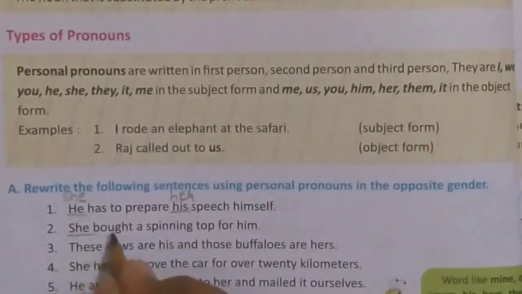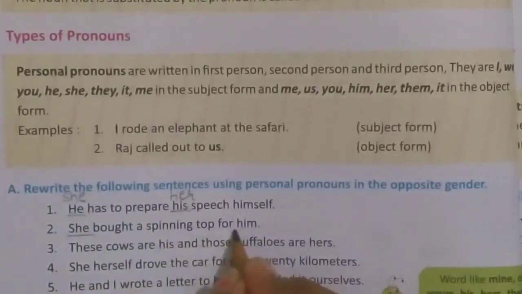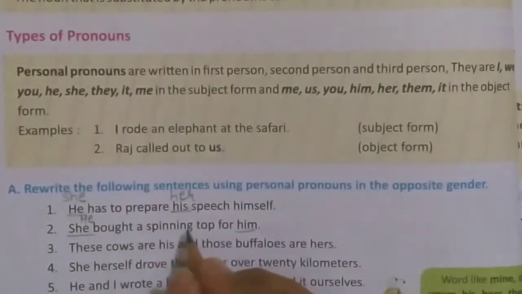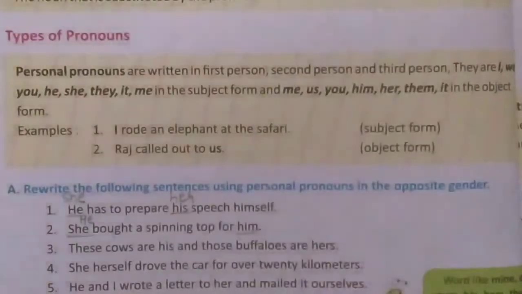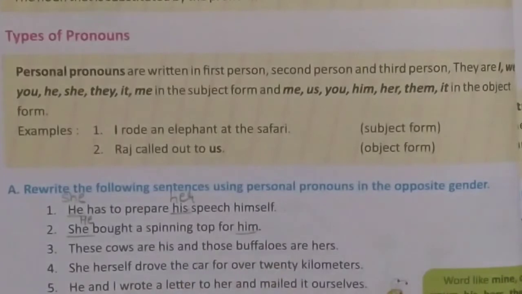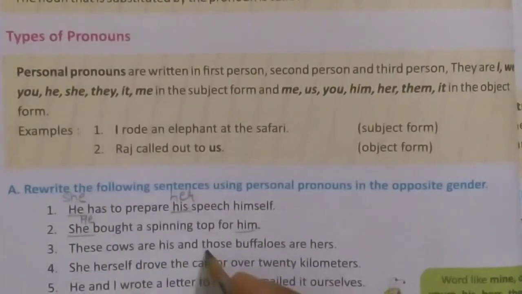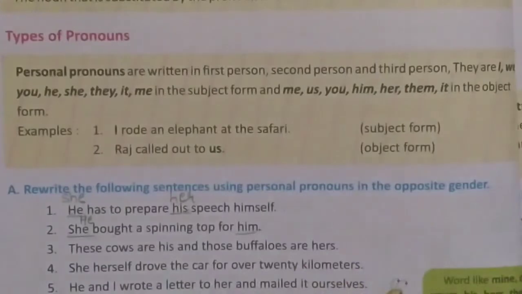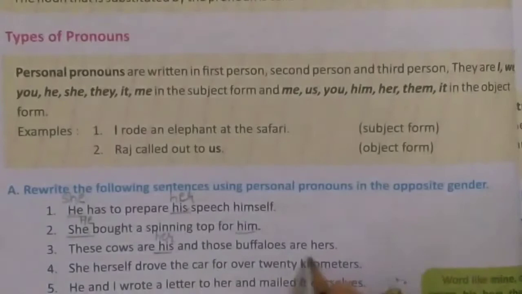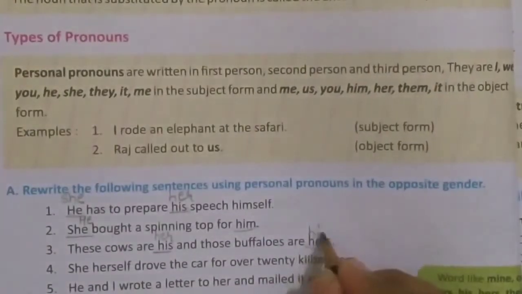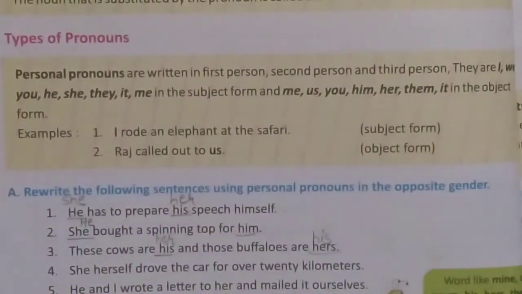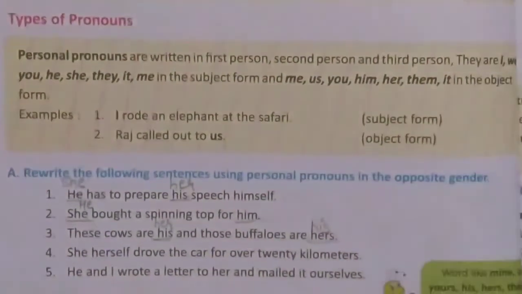Second, she bought a spinning top for him. So she becomes he, bought a spinning top for him. In him we write him in both the gender. Third, these cows are his and those buffaloes are hers. So here his means you write it here her and hers you write it here his. Okay students, I hope you would understood it. So the two sentences are your homework.